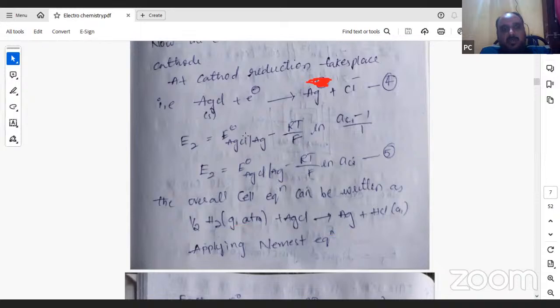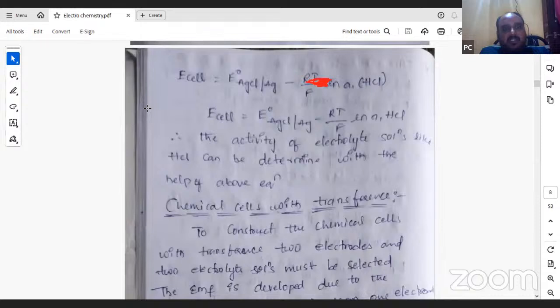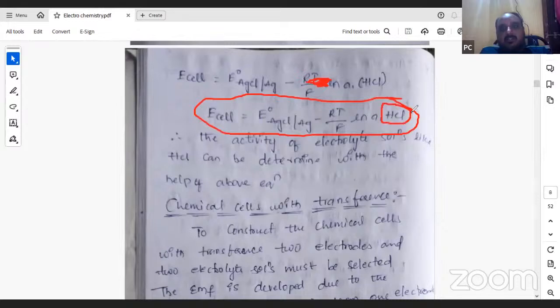So then, by applying the Nernst equation, we can get this final equation, that is E cell is equal to E naught of AgCl by Ag minus RT by F ln activity of HCl. a1 of HCl means the activity of HCl. E naught of silver chloride is known. By combining hydrogen and silver, we get E cell. Then R is the gas constant, T is the temperature, and F is the Faraday constant. These values are already known because they are standard values.